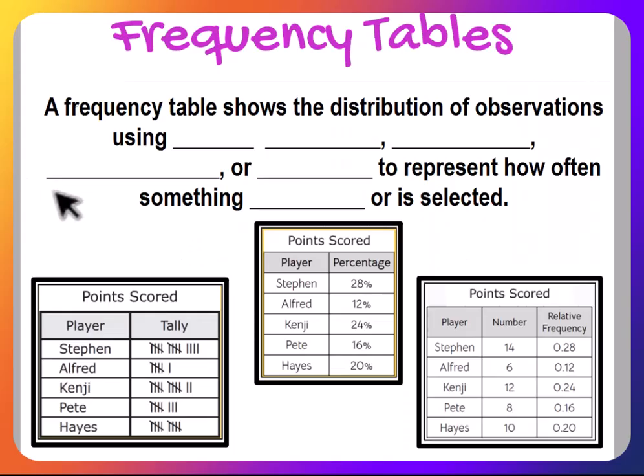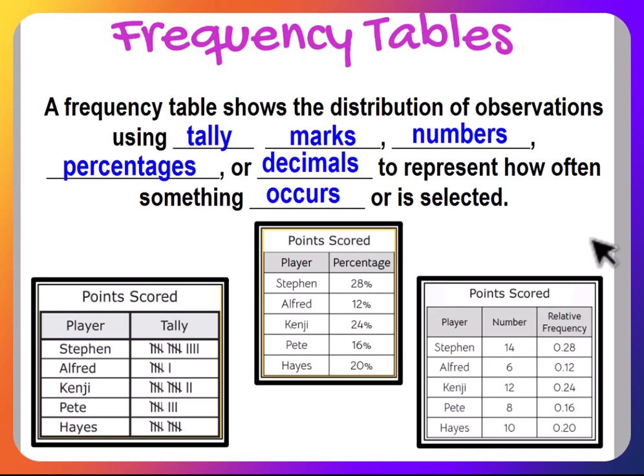Okay, frequency tables. A frequency table shows the distribution of observations using tally marks, numbers, percentages, or decimals to represent how often something occurs or is selected. Okay, so this is actually from observations of something happening. If you look down here at these tables, they're about points being scored by different players.